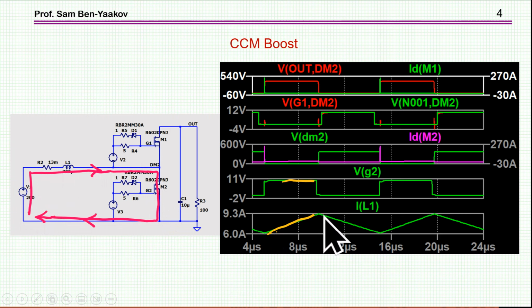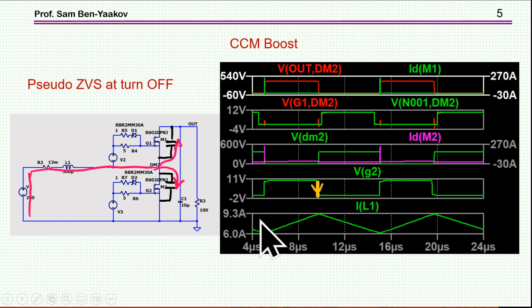and then it goes up to about 9.3. Now at this point, this transistor is turned off, and since the current was going this way, once I turn off the transistor, the output capacitors of the transistor are being charged, and there is a self-commutation here.